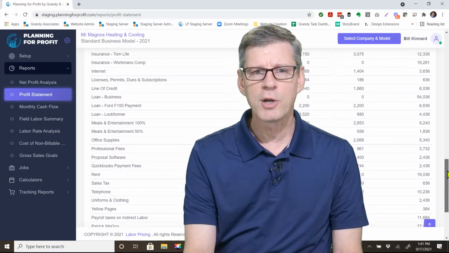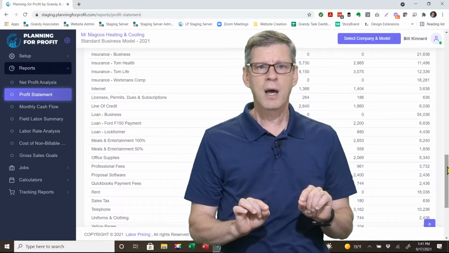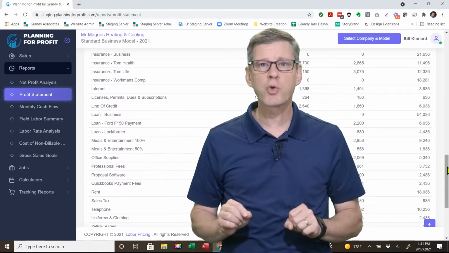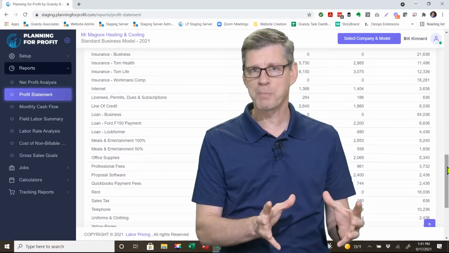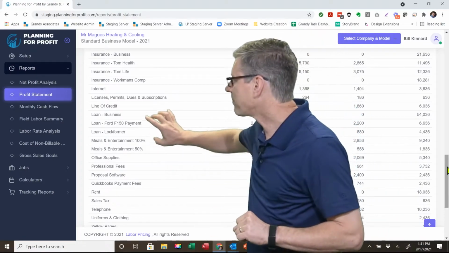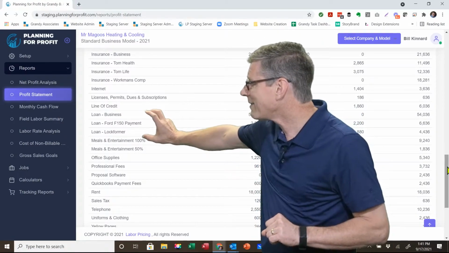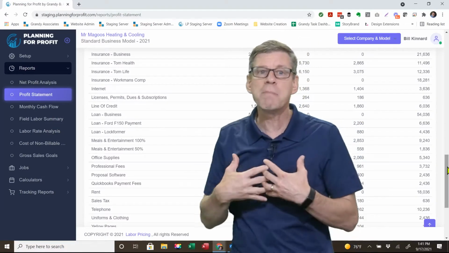Remember, in your accounting profit and loss statement, any dollars that go toward principal payment are seen as profit. They don't show up on your P&L. Only the interest does. In planning for profit, that's all money that's coming out of your checkbook, and so it needs to be built into your pricing.